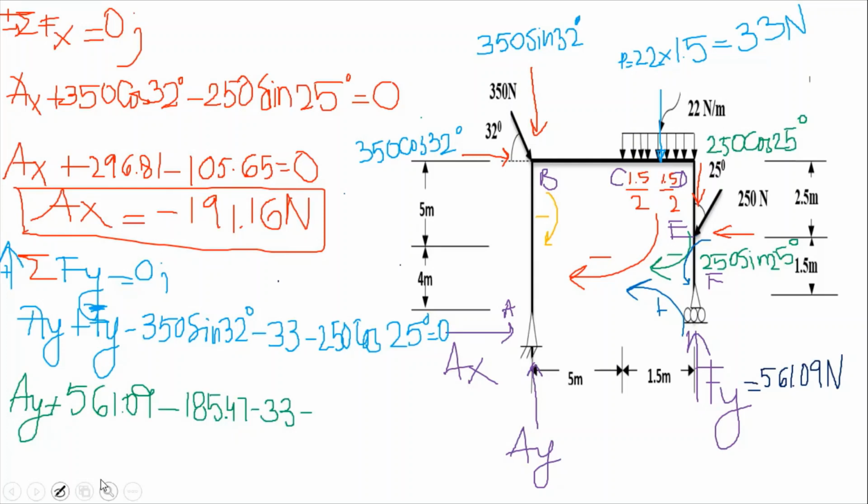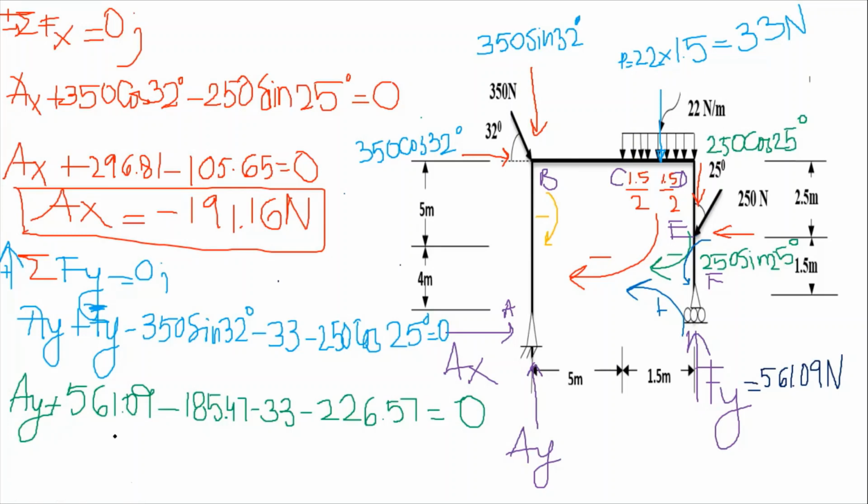So it is 226.57 equals to 0. So what we have to do, 561.09 minus 185.47 minus 33 minus 226.57. Minus 33 minus 226.57, 185.47 and 561 positive. So the answer will be positive.